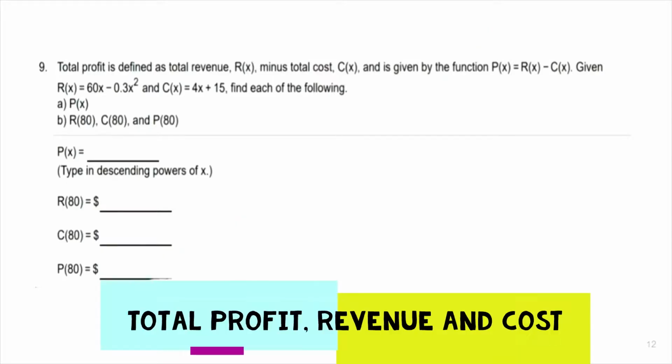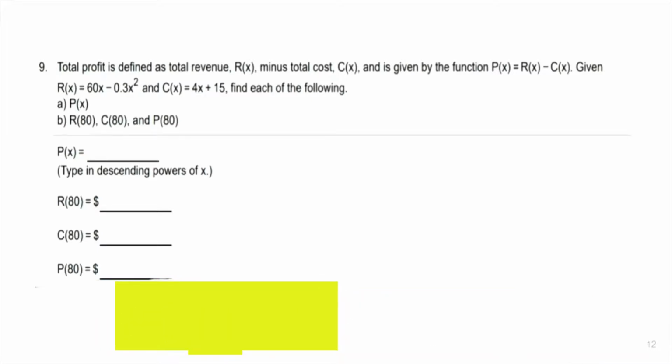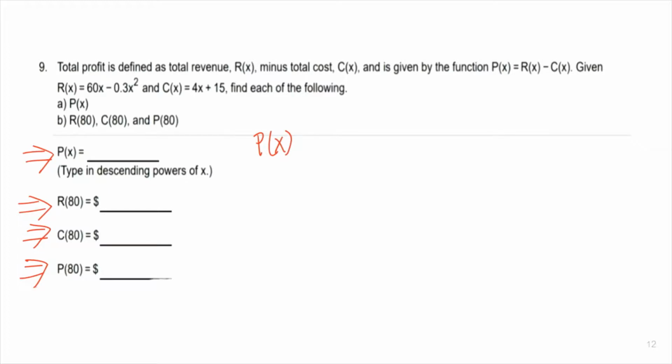P of X is equal to R of X negative C of X. So we need to find P of X. Then I need to find R of 80, C of 80, and then P of 80. It's going to take the rest of the class to do this one. So P of X is equal to R of X minus C of X. So they give me what R and C are.